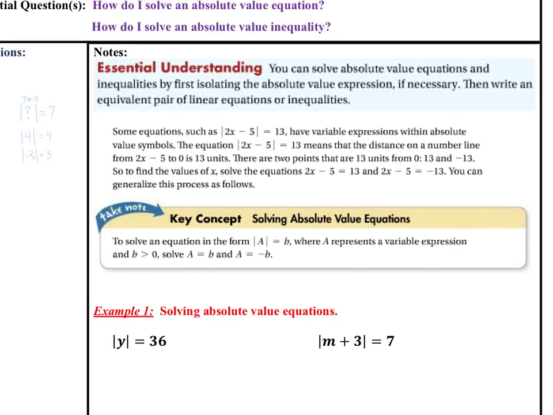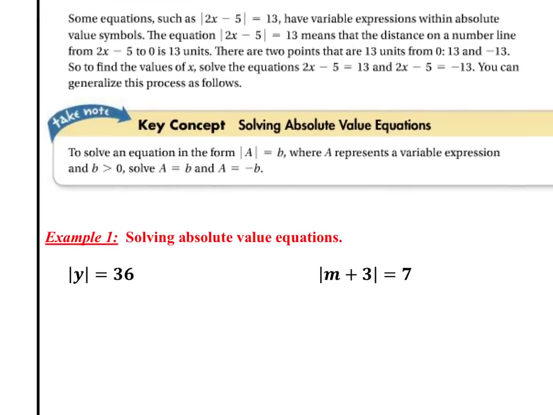We have our blurb from the textbook up here, talking about exactly what we just said, but using a bit more variables instead. In our key concept box, it says to solve an equation where the absolute value of a is b, we need to solve it so that a, the thing inside, could be b or -b. And that's for the reason we just said.